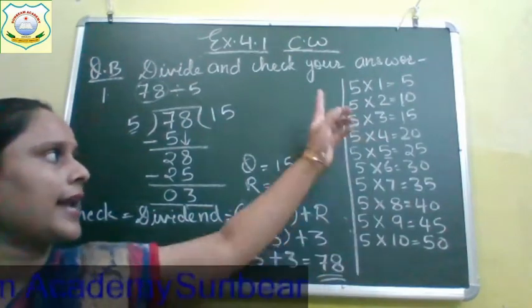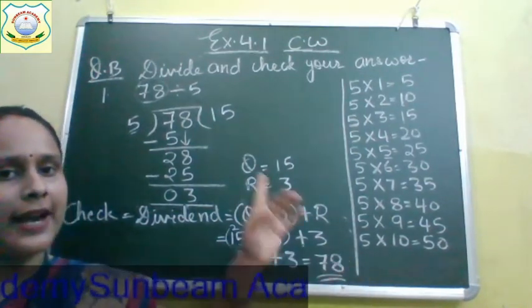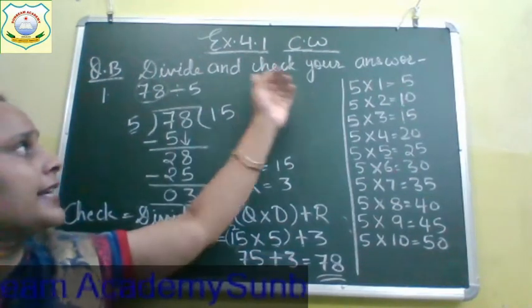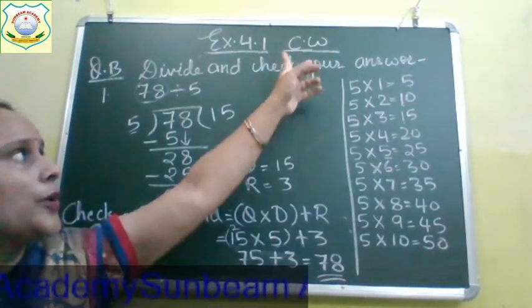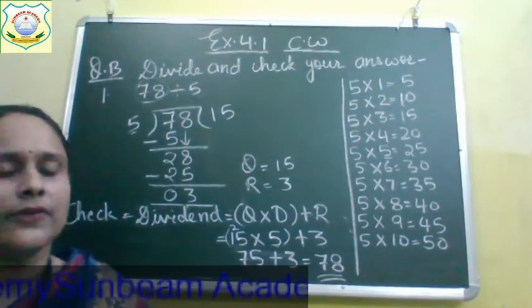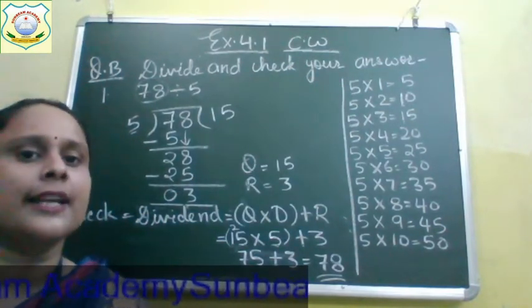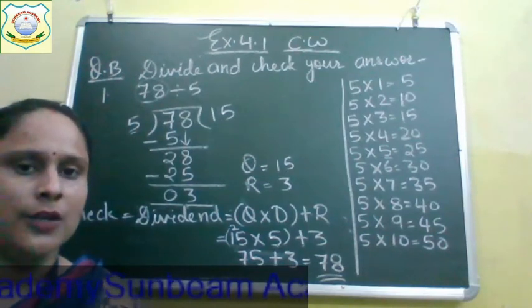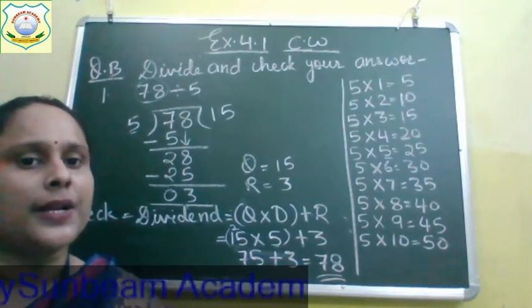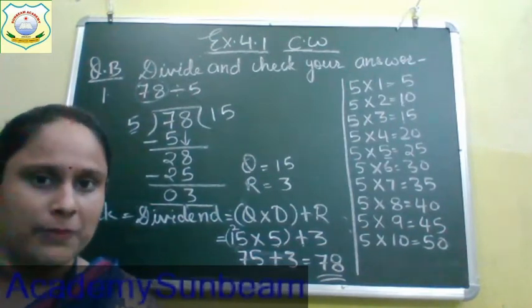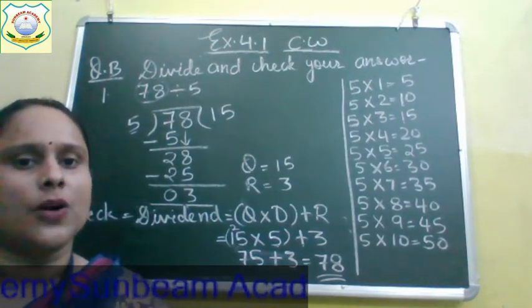Okay, so now note down this question, everyone. First you will draw a line, write the table of 5 and then you will start dividing. All of you write question B, divide and check your answer, in exercise 4.1 classwork. This is a new topic, so you will start writing it from a new page. Open a new page and start writing from a new page. Question B, divide and check your answer.